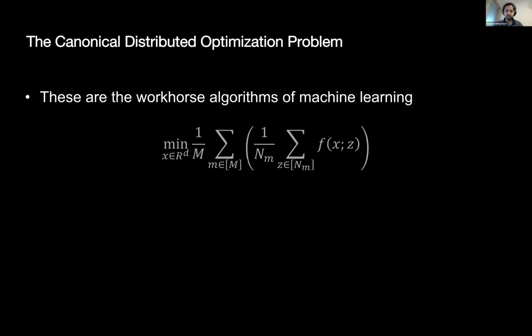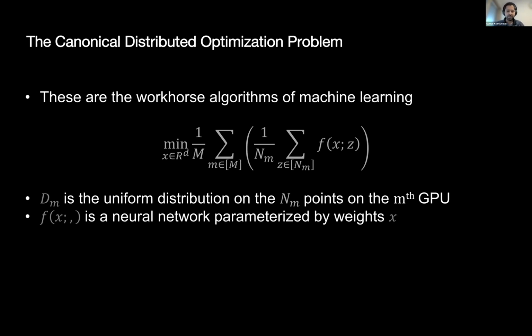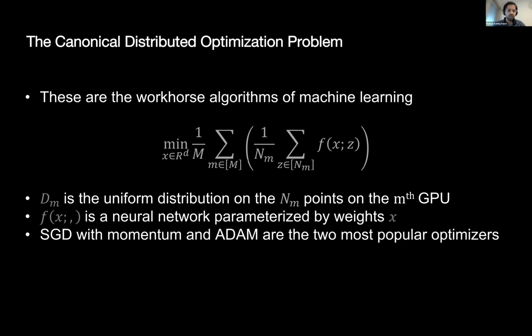You have some data split across the GPUs and you're trying to optimize the average objective. So this is what usually the objective will look like. N_m is the number of samples on, let's say, some mth GPU, and then you're trying to optimize the average objective. So you can reinterpret it in the previous notation by thinking of D_m as the uniform distribution on N_m points, and it's all the points on the mth GPU. F is some neural network parameterized by weights x. So then it usually becomes a non-convex problem. So SGD with momentum and Adam are the most popular optimizers if you train neural networks, and if you work with applications which use neural networks, you might already know that.